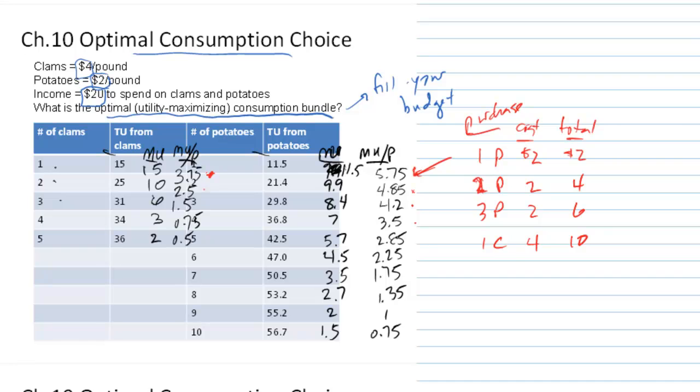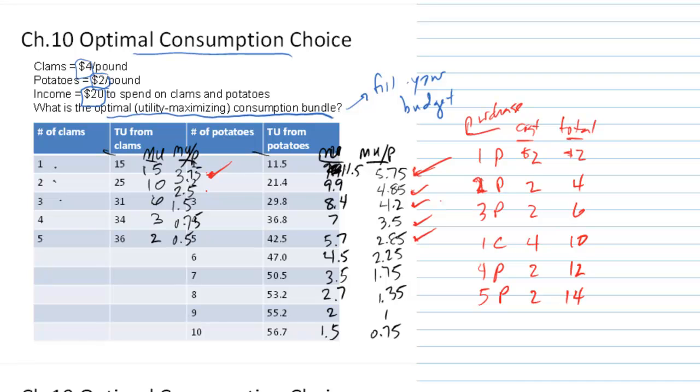Now we're comparing next clam 2.5 with the next potato at 3.5. So we should do the next potato, 3.5. So that's 4 potatoes. Cost $2, total $12. Now we're comparing, we find 1, 2, 3, 4. Let's sum up here. There we go. Alright, we're comparing the next potato, 2.85, with the next clam, 2.5. So another potato, 5 potatoes.